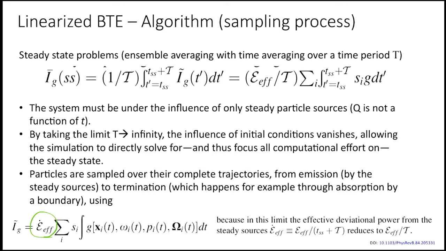So basically what we are doing again, we are sampling all the trajectories of the particles. And we have also assumed there is no source term in the system which is a function of time. And we have taken this limit t tends to infinity so that the initial conditions' effect vanishes. Because let's say we choose the initial condition to be 330 Kelvin and the equilibrium temperature is 300, boundary is 300 to 290. So if we are in a steady state condition, the effect of this initial temperature has to vanish. That's why we go to really, really long time if we are solving for the steady state solution. And for particles, we have to sample over their entire trajectories from emission of the steady sources to termination.